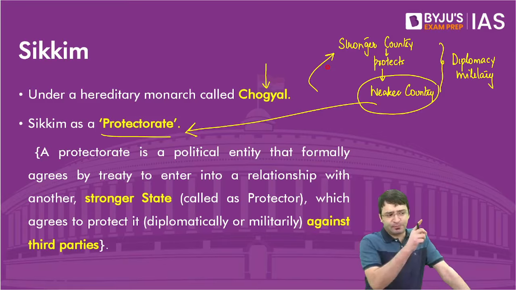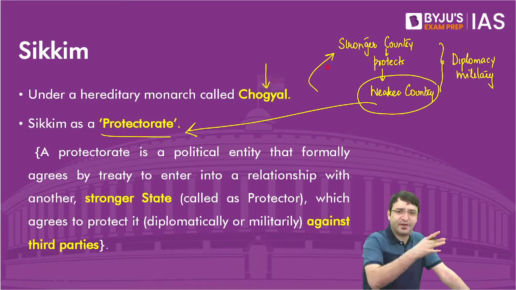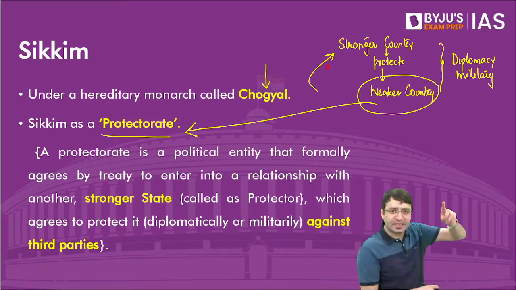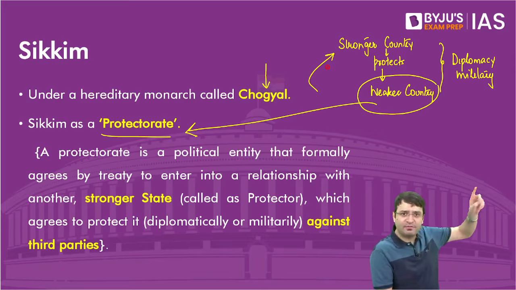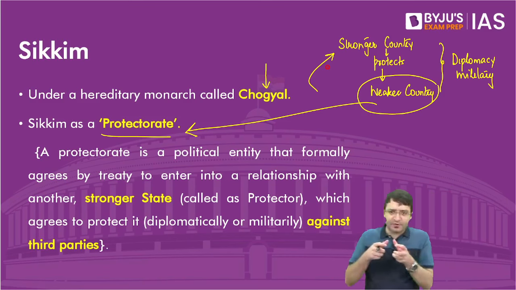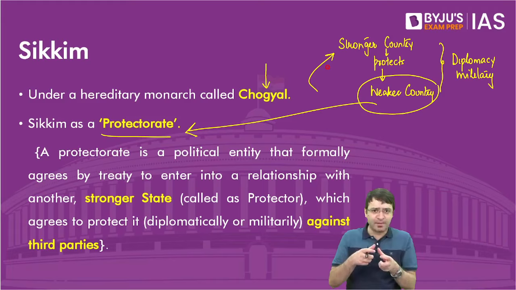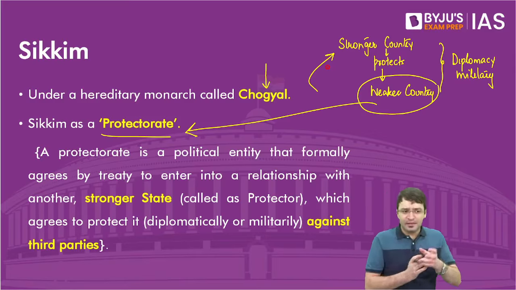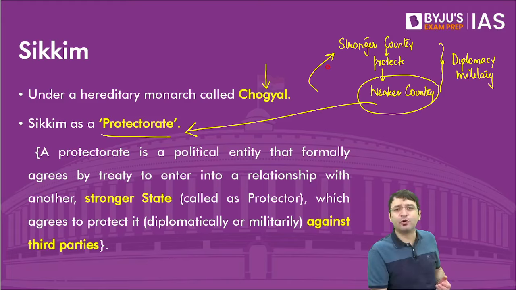So India said, we will protect you. If China comes to you, violates your sovereignty, attacks you, we will defend you militarily. If somebody is attacking you at the United Nations, we will protect you there diplomatically. So India, a stronger country, becomes the protector of a weaker country, Sikkim. So Sikkim became the protectorate of India. But slowly and steadily, the people of Sikkim were fed up with the Chogyal. And at the same time, they wanted to be very close to India.